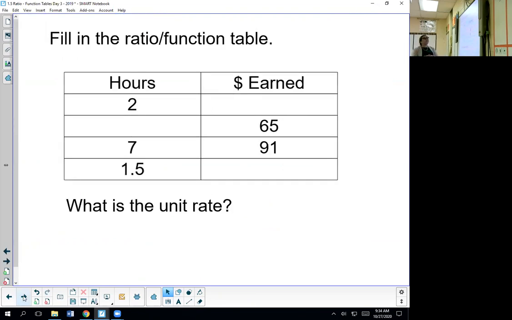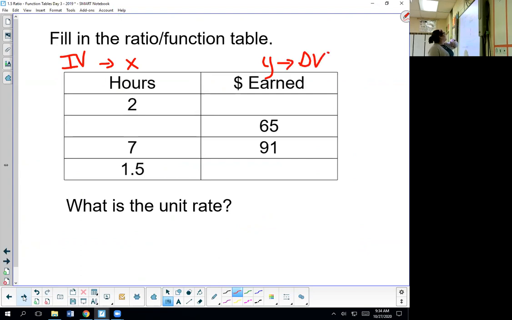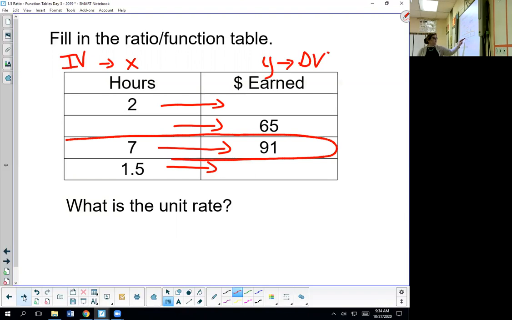So I'm asking you to fill in the ratio table. Again, we're looking for the relationship between our input, our independent variable, and our output, our dependent variable. By the way, you should remember this from science, IV, DV. Okay? So I need to go, how am I going from here to here, here to here, here to here, here to here, here to here. Okay? So where do you have to start?